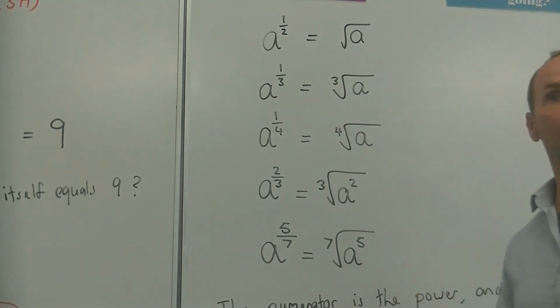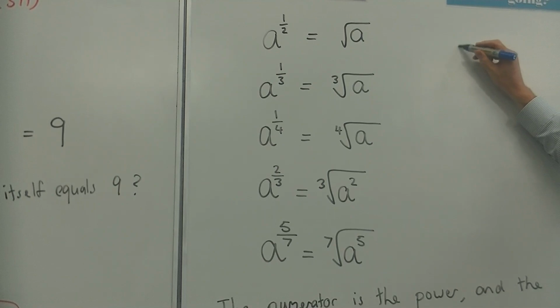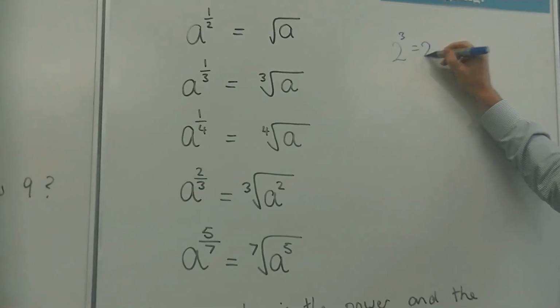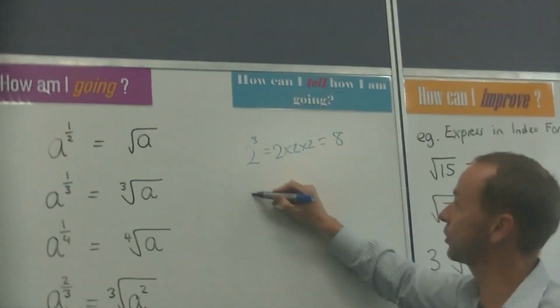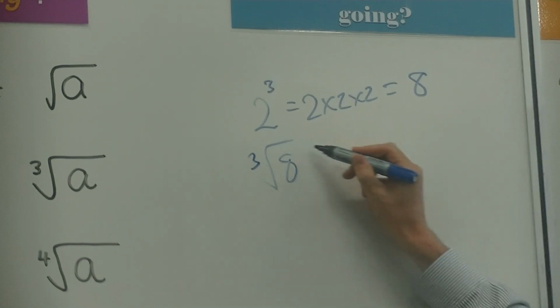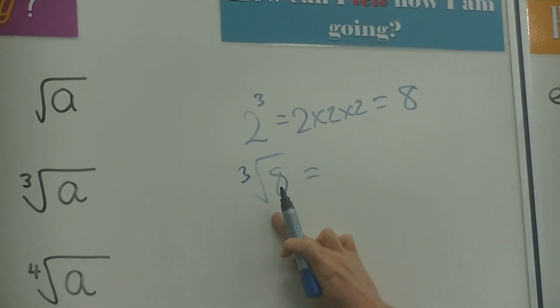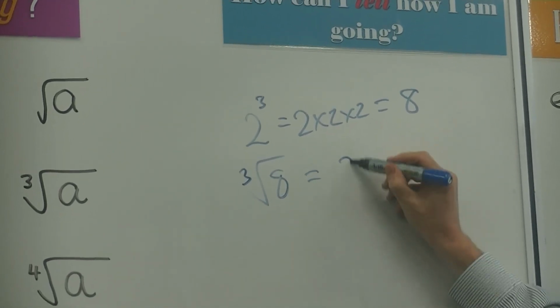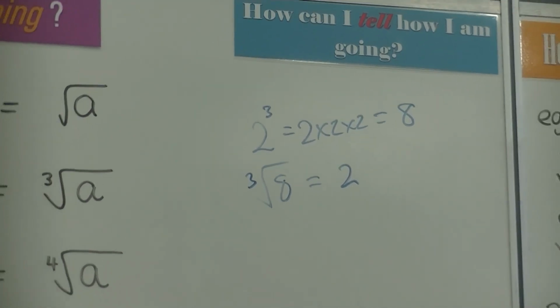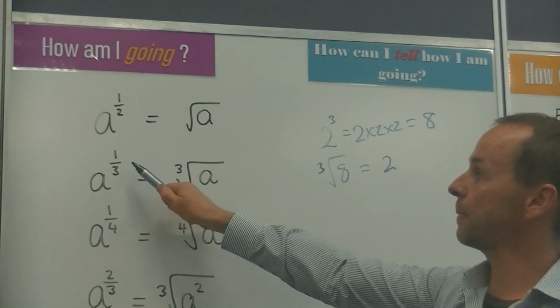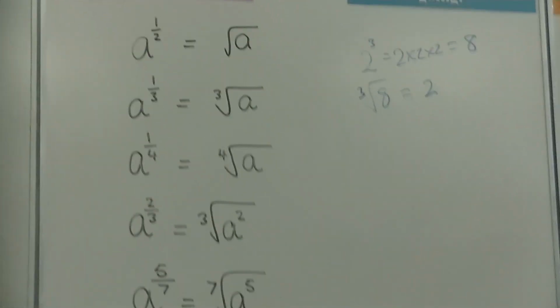So hopefully you remember what cube root means. I'll give you a quick rundown. 2 cubed means 2 times 2 times 2, which is equal to 8. So 2 cubed is equal to 8. The opposite of that is the cube root of 8. So when you've got the cube root of 8, it means what number multiplied by itself 3 times is equal to 8, and the answer is 2. So hopefully you remember from previous years what the cube root means. So a to the power of a third is the cube root of a.